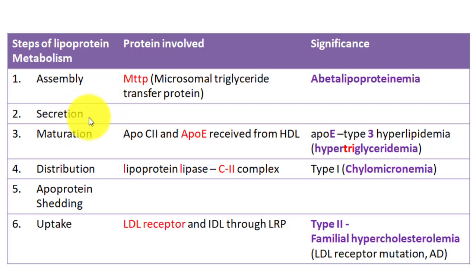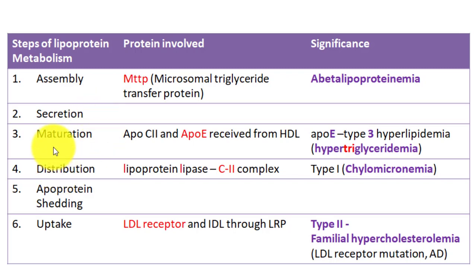After secretion, VLDL is directly secreted into the bloodstream, while chylomicron, as we have talked before, is secreted first into lymphatics. After lymphatics, it will reach the bloodstream, but VLDL from the liver is directly secreted into the bloodstream.